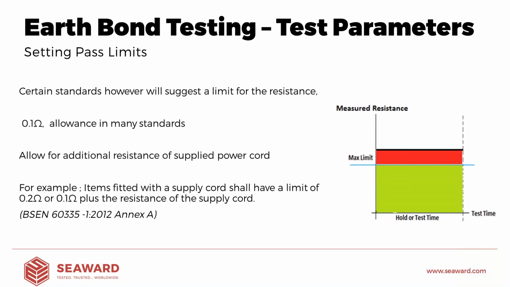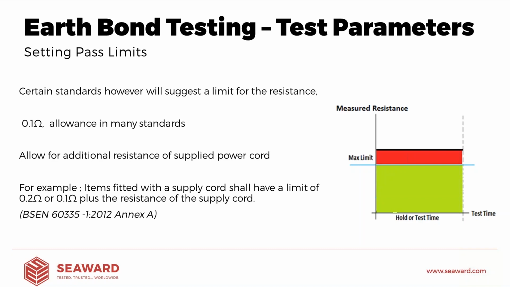As I said, certain standards will suggest this limit for the resistance, and it's typical in most standards that the limit is 0.1 ohms. Now, again, we have to factor in the fact that most products will be fitted with a supplied power cord. Most standards will make reference to that, either by adding a set factor, something like 0.2 ohms, or they may say it will be 0.1 plus the resistance of the supply cord, or typically 0.1 minus any resistance of the supply cord.